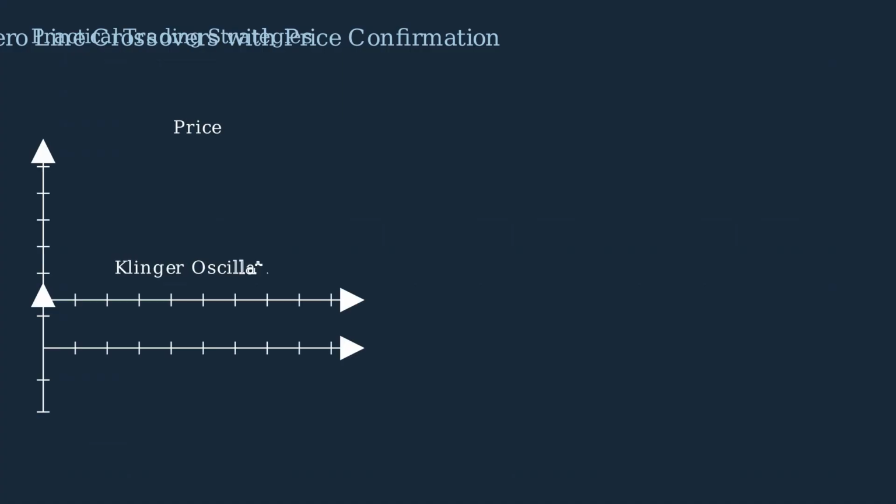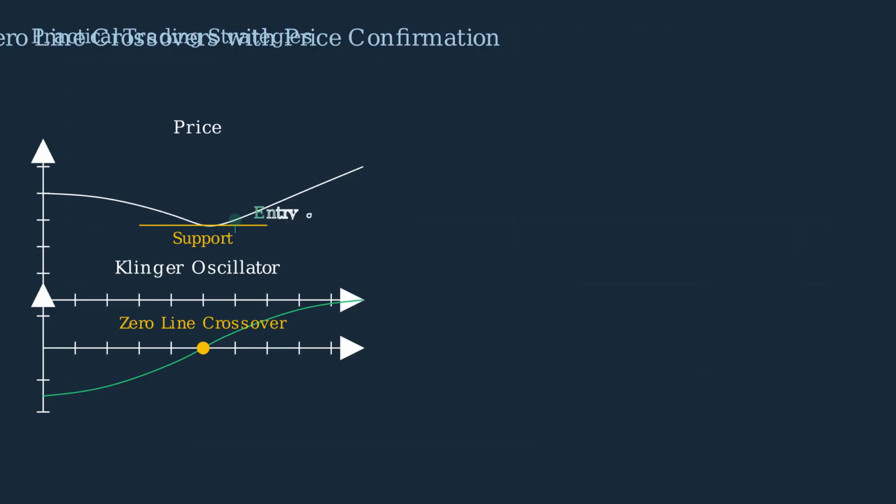Our second strategy involves entering positions after the oscillator crosses the zero line, but only with price action confirmation. Here we see price falling to a support level. Notice how the Klinger oscillator moves from negative to positive territory. When the oscillator crosses above the zero line, it indicates a potential shift in momentum. However, we don't enter immediately. We wait for price to show confirmation by bouncing off support and beginning to move upward. This patience improves your entry timing and reduces the risk of false signals.